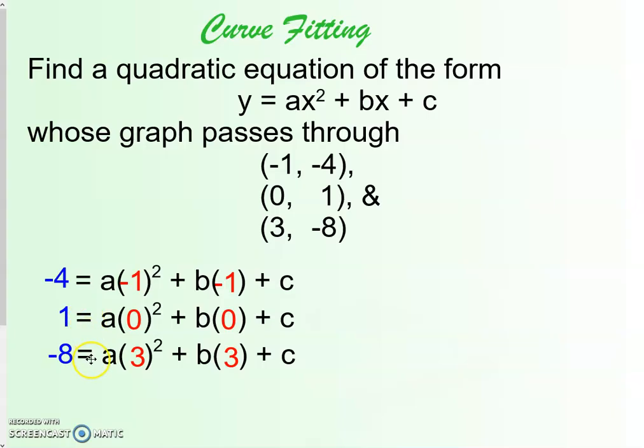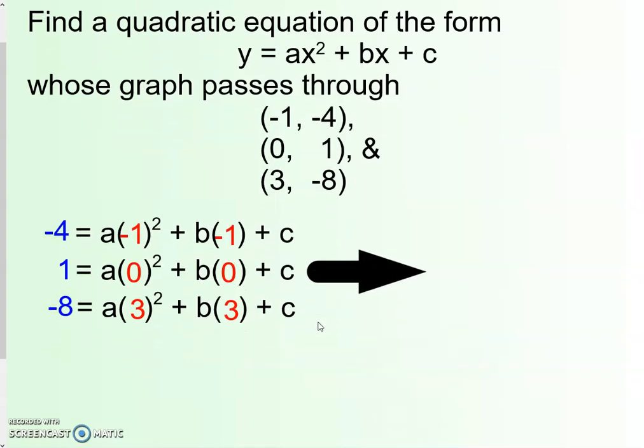1, 2, 3. 3 unknowns, A, B, C. And you can solve it. And I'll walk through the solving of this for you. You might want to pause and try it on your own, but here's how we would find A, B, and C. I'm going to go ahead and just do the math and clean up these equations.